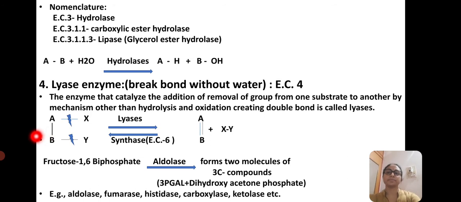Other enzymes which are going to make double bonds in the products are aldolases, fumarases, histidase, carboxylase, ketolases, etc. So what are lyases? Lyases are the enzymes that catalyze the addition or removal of a group from the substrate, but without involving hydrolysis or oxidation reaction, and they create a double bond in the products. We can see here the backward reaction is assisted with the enzyme synthetase, which belongs to another major class, that is EC 6. We can see the involvement of this reversible reaction, where two enzymes are involved.